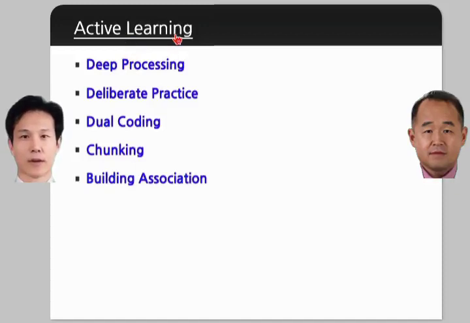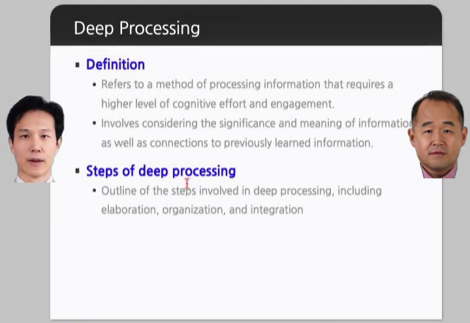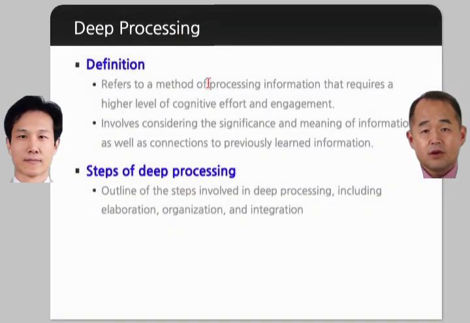Today, we are going to talk about the key concepts of learning and memory and how they can be applied in the classroom. These concepts are deep processing, deliberate practice, dual coding, chunking, and building association. First, let's talk about deep processing.